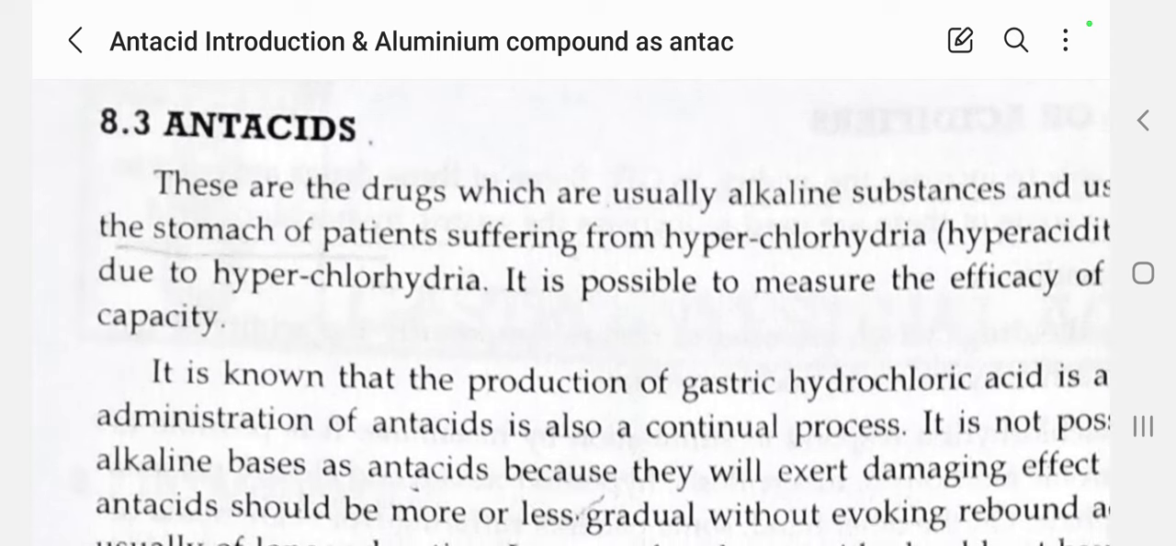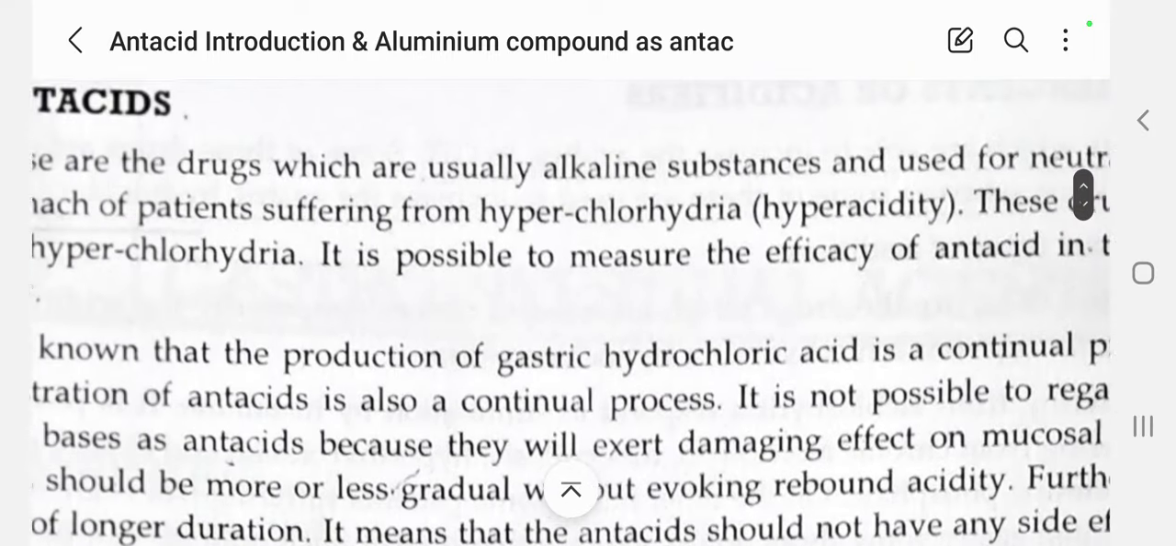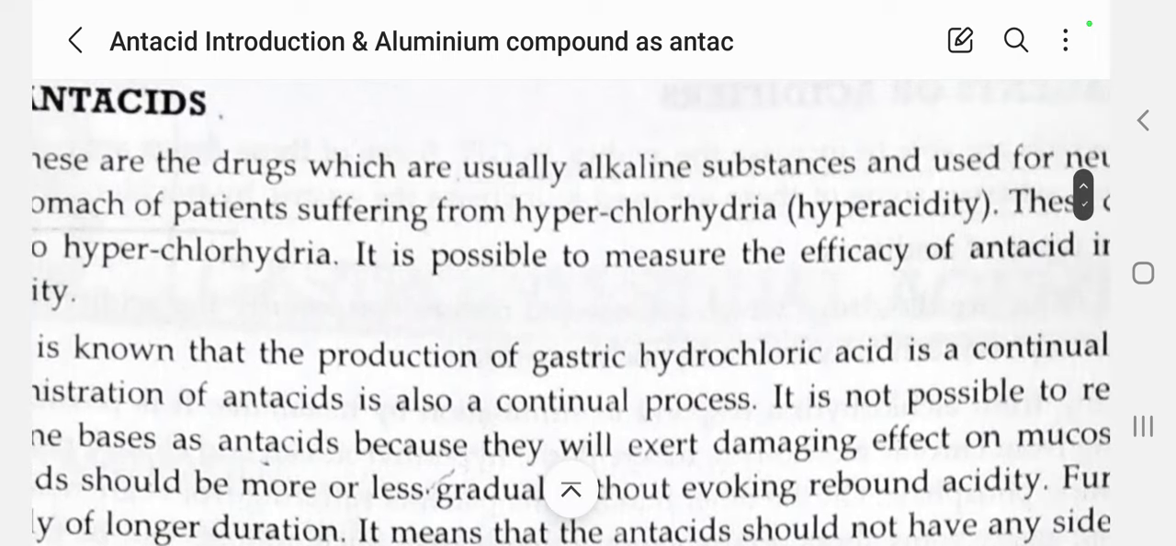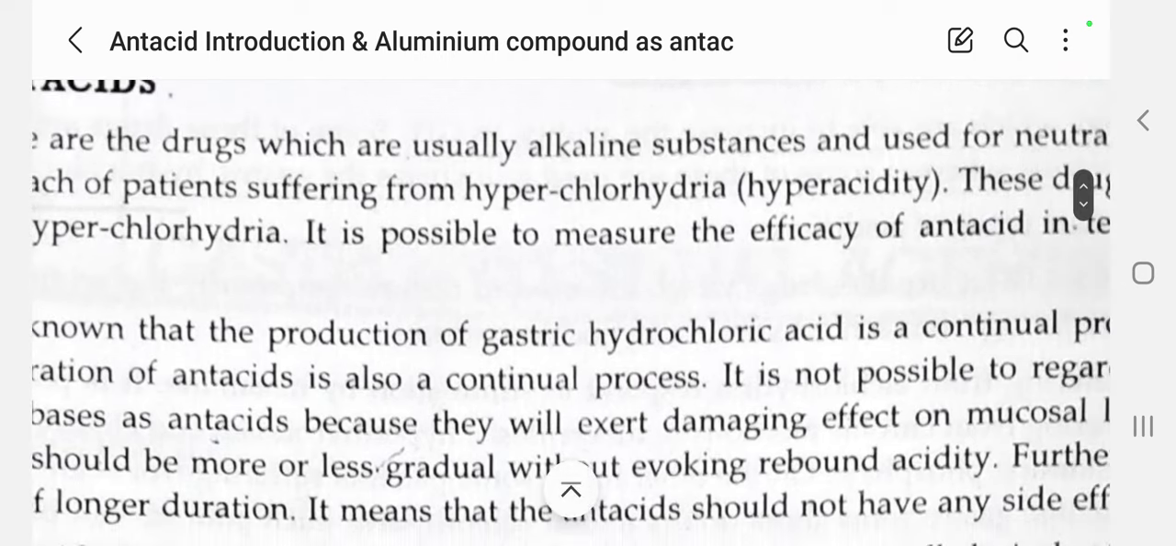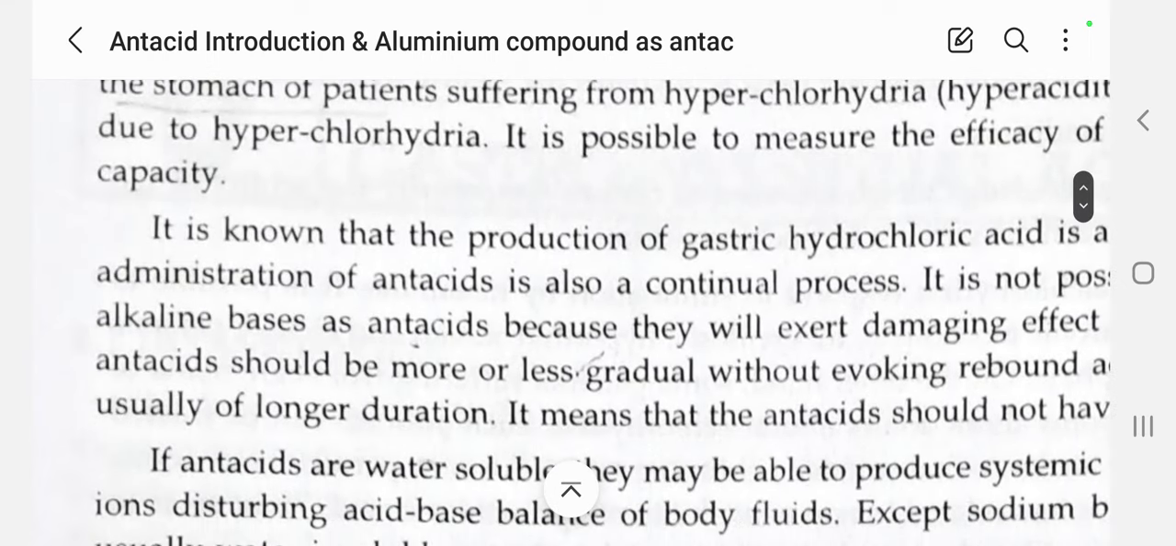Once again, let me say what is meant by antacid. Antacids are drugs which are usually alkaline substances and used for neutralizing excess acid in the stomach in patients suffering from hyperchlorhydria. Hyper means an increased level of hydrochloric acid in the stomach, as in hyperacidity. It is possible to measure the efficacy of an antacid in terms of neutralizing capacity.